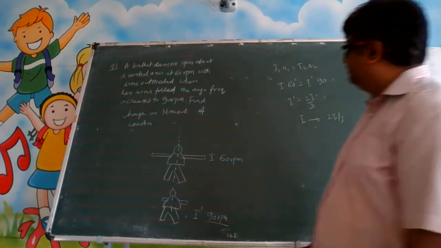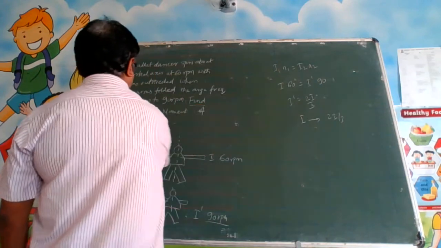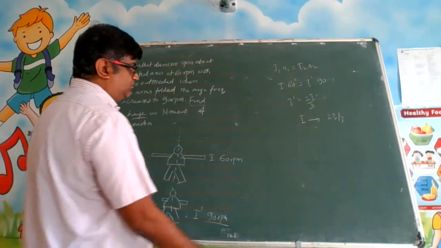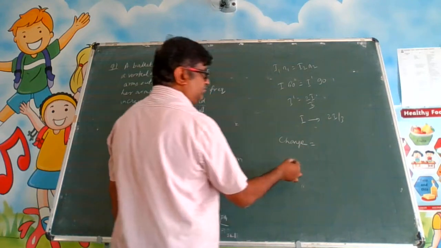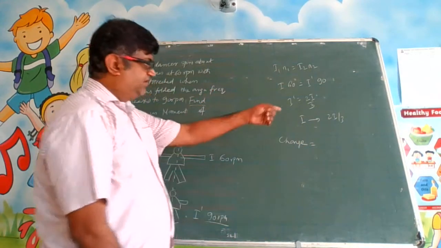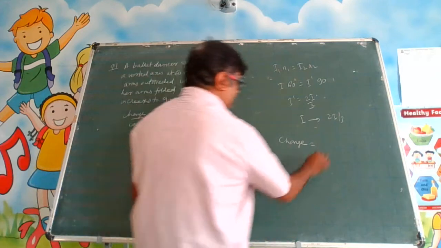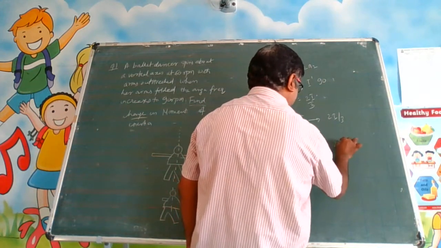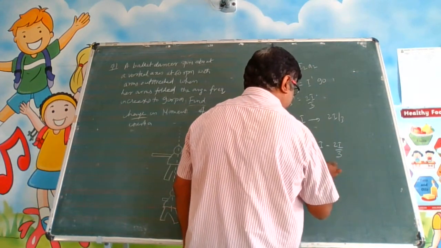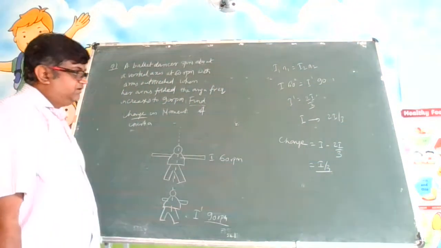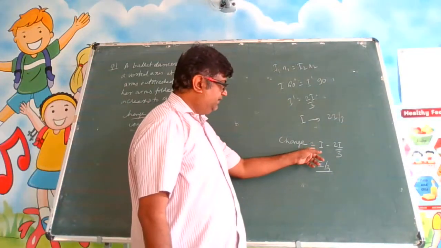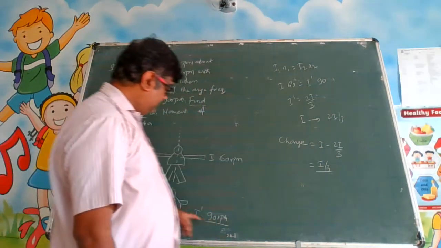So what is the question asking? Find the change in the moment of inertia. The change will be final minus initial, or here it is reducing. So I minus 2I by 3. The change is I by 3, I divided by 3. That is, I reduced by I by 3 and became 2I by 3.